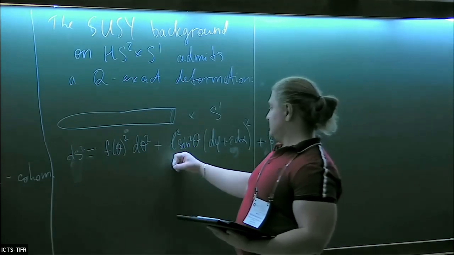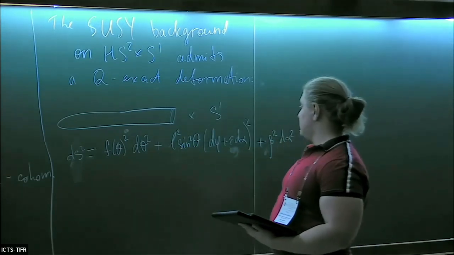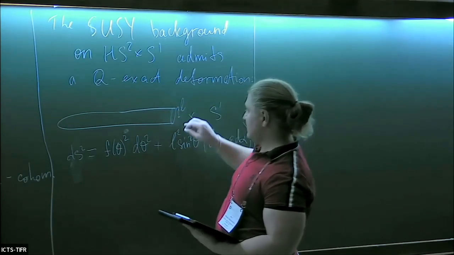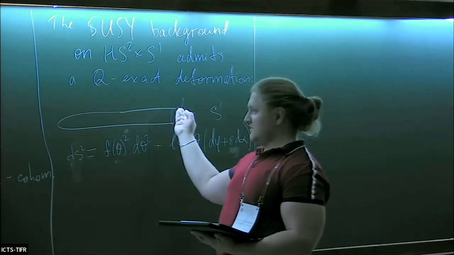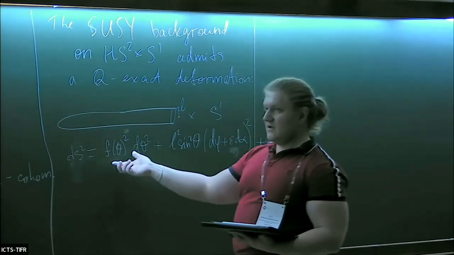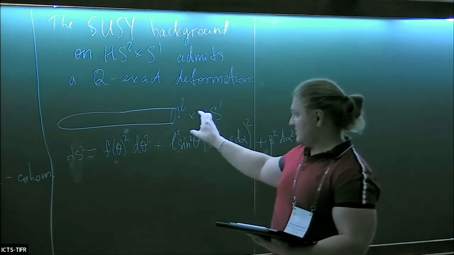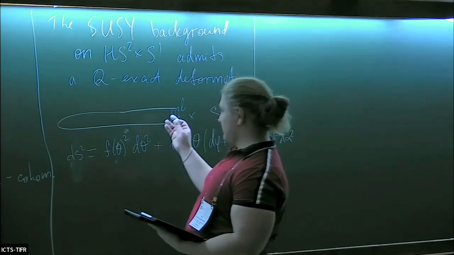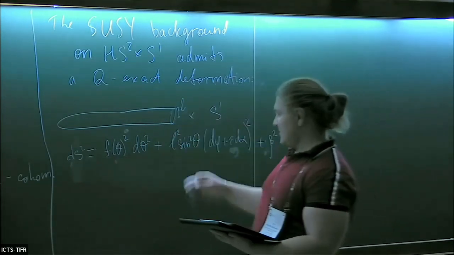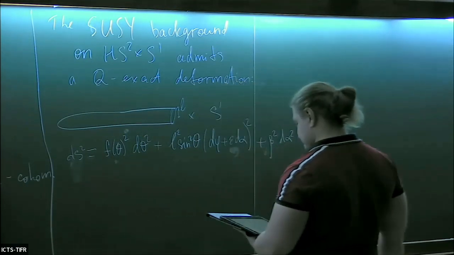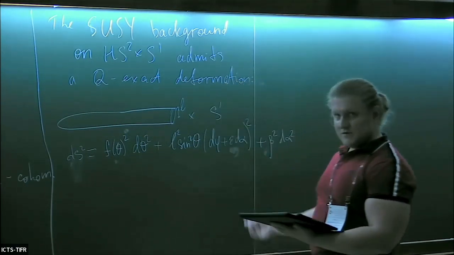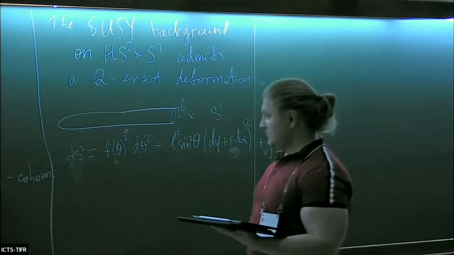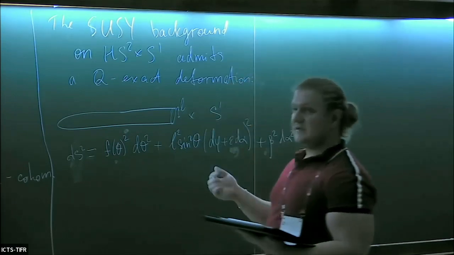L is just the radius. This radius is L, right? And f of theta is the function that determines the shape of the cigar. You can put an arbitrary function here. So if it's just L, then you get back the round hemisphere, but you can extend it. And then on this background, one can perform the supersymmetric localization and get certain BPS equations.